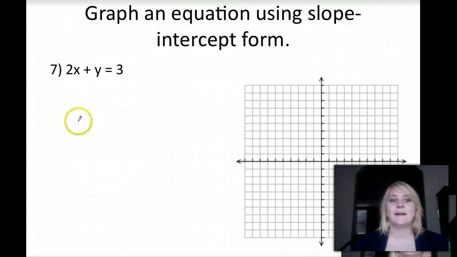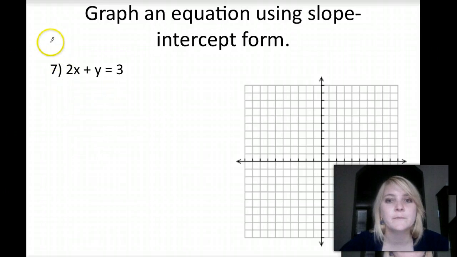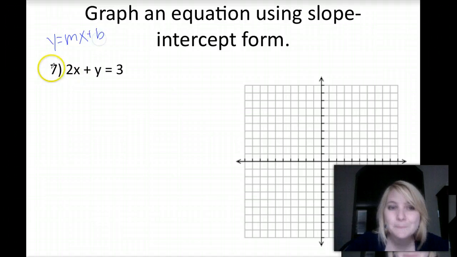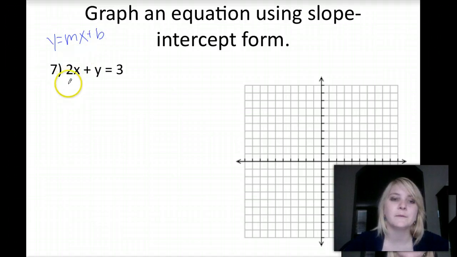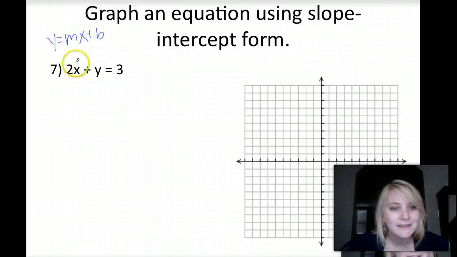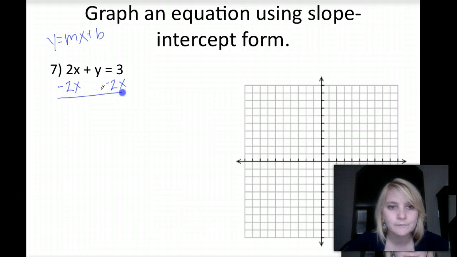Now let's take a look at graphing an equation using slope-intercept form. Once again, slope-intercept form, y equals mx plus b. We want it to be in that form, y equals mx plus b. This one is not. We need to isolate the y. So to isolate the y, we're going to subtract 2x from both sides. So we get y equals negative 2x plus 3.